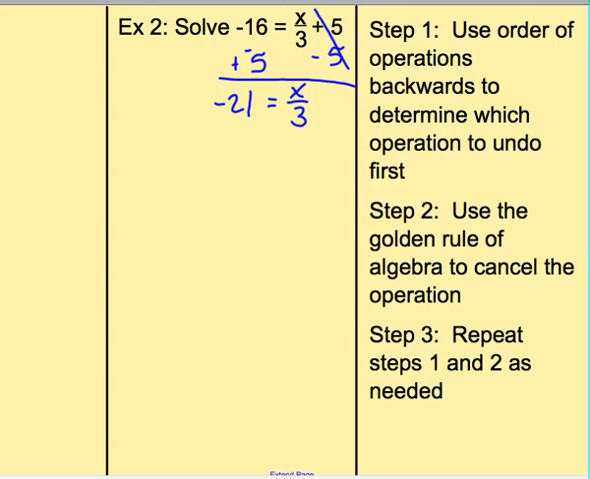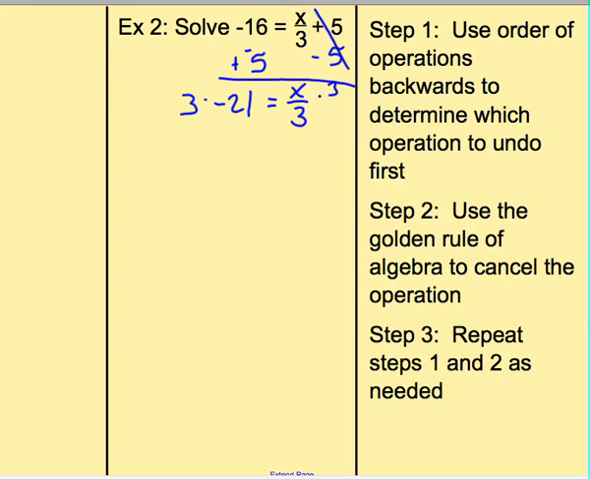I have one operation left. How do I undo division? By multiplying. So I'm going to use the golden rule, multiply both sides by 3. Now this is one where some students look at the right-hand side of the equation and think they actually need to multiply by 3. But think about why we chose to multiply by 3. It was to cancel the division.